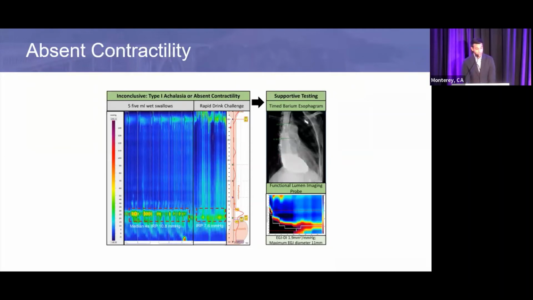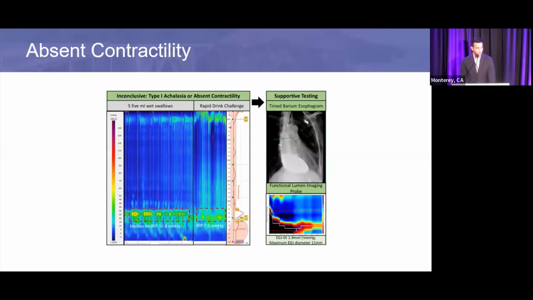This is absent contractility, which can be inconclusive for achalasia. So in this one, you see there's virtually no activity at all in the esophagus. The IRP is normal here, but it is recommended to do some sort of supportive testing in these groups. So you can see on the timed barium esophagram, you actually see a quite dilated esophagus with stasis of barium in the lower esophagus, and then that rat tail or bird's beak appearance lower down. So that looks more like achalasia.